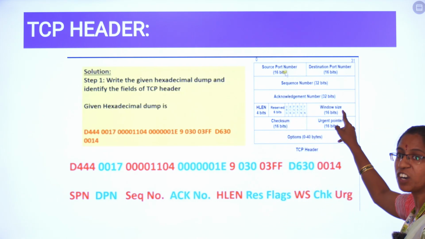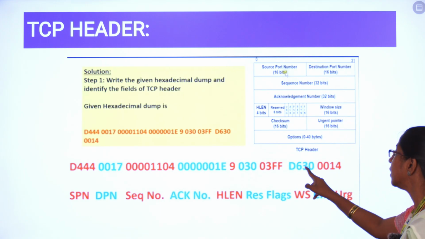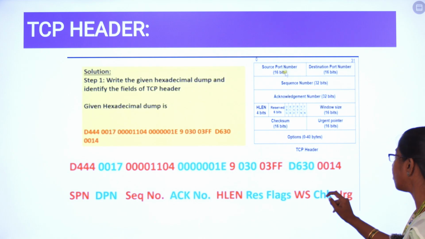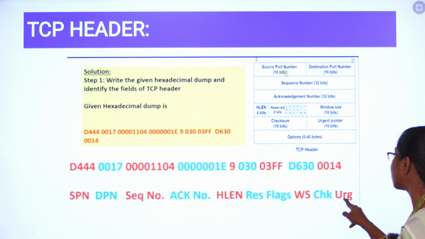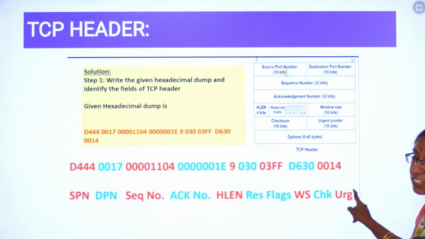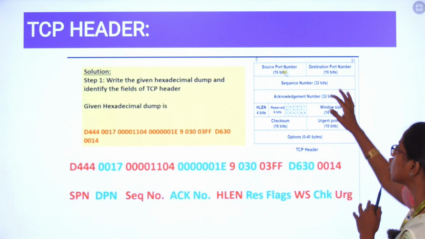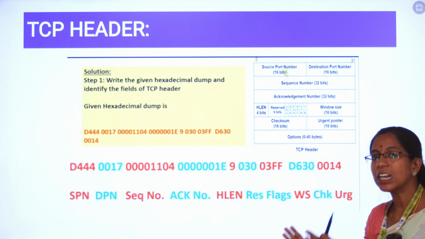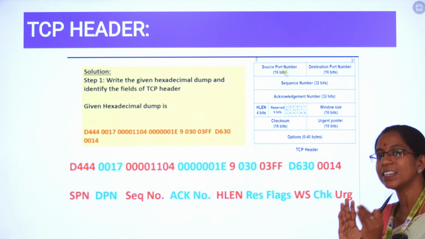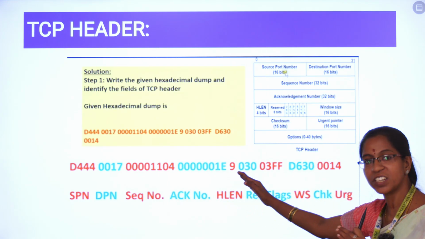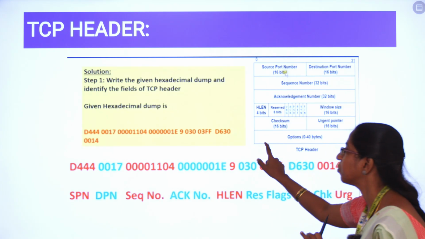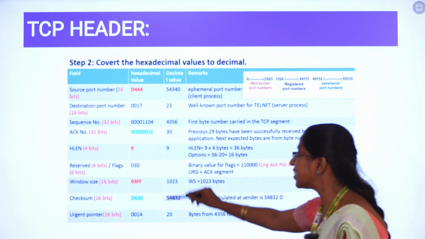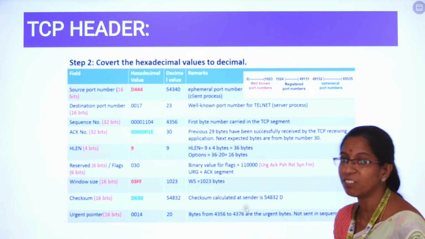Again next we are moving to the window size. This is 16 bits. This D630 is the checksum field. Then 0014 is called the urgent pointer. So based on this TCP header format, we divide the given hexadecimal value for each and every field. That is the first step. Then the second step is to convert all these hexadecimal values into decimal values.